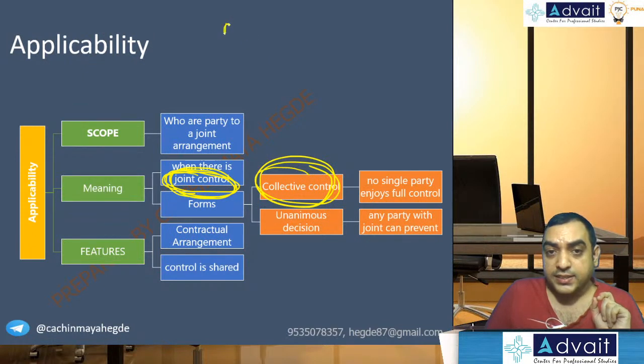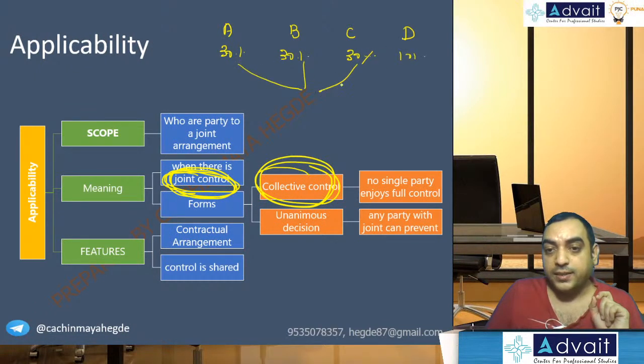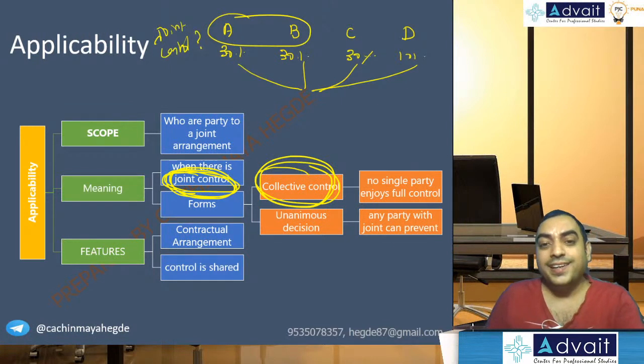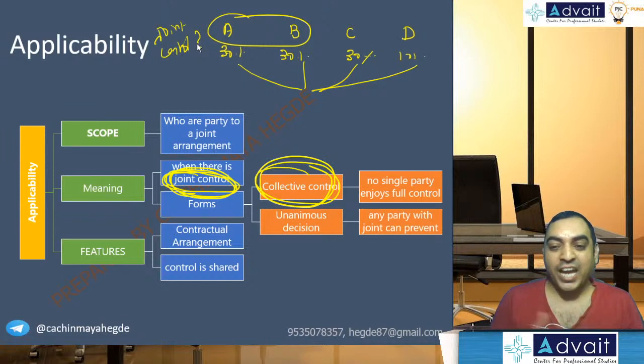In a company, A is a shareholder, B is a shareholder, C is a shareholder. A is having 30%, B is having 30%, C is having 30%, and D is having 10% in one company, total 100%. Now, do A and B have joint control? Can you please message in the live chat? 30%, 30%. Together they have 60%. So can A and B together be said to have joint control? Okay. All of you are telling yes.